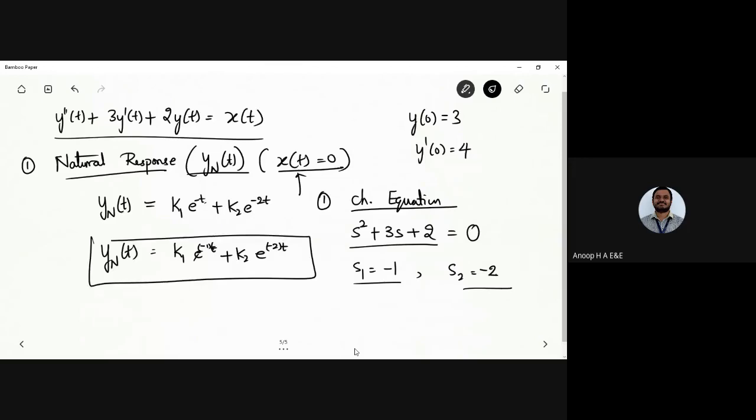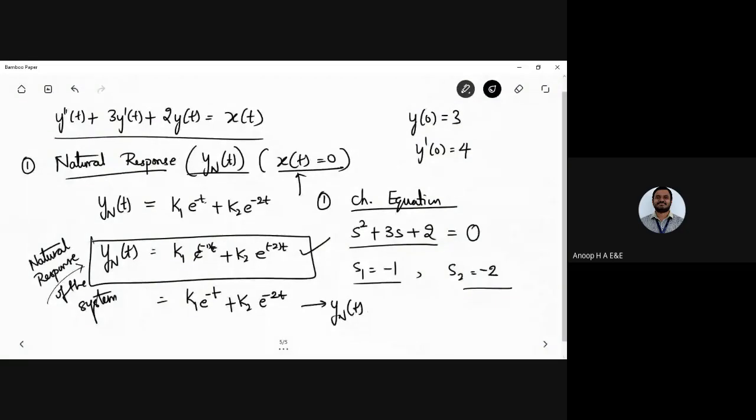The natural response of the system can be found using the roots of the equation. The natural response of the system, that is yn of t, is equal to k1 e power minus t plus k2 e power minus 2t. That is the natural response of the system. So that's how you can find the natural response of the system.